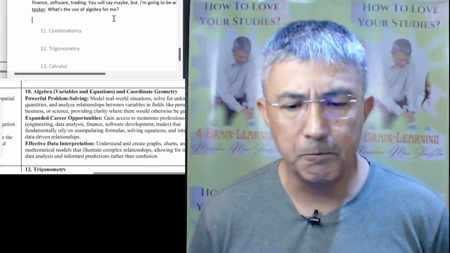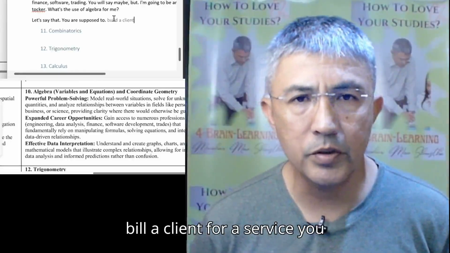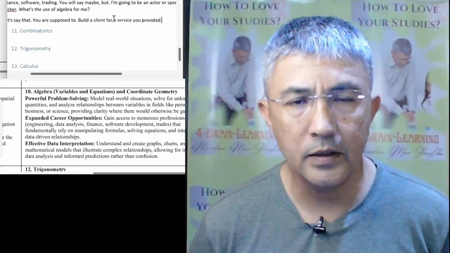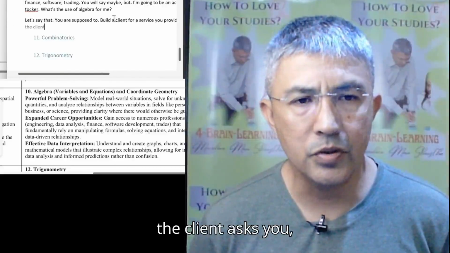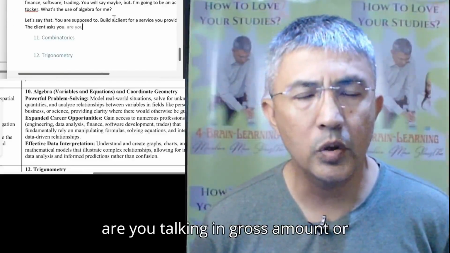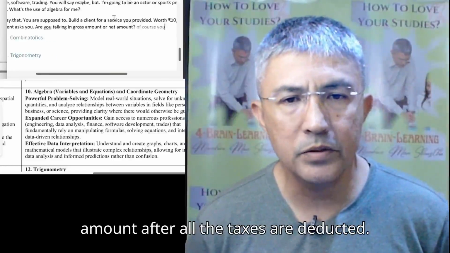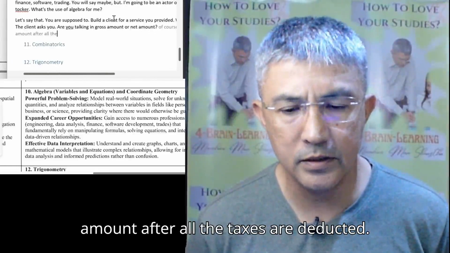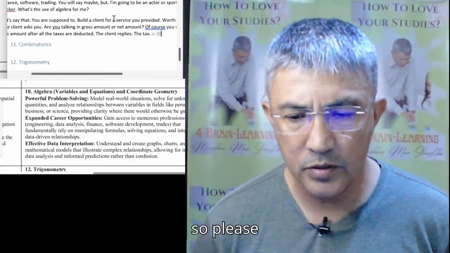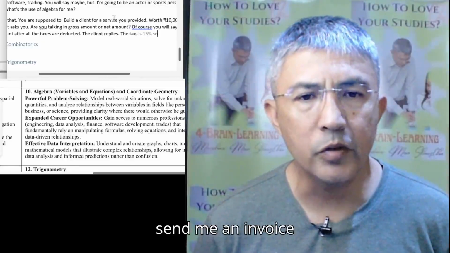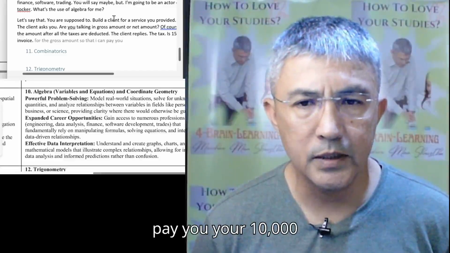Let's say that you are supposed to bill a client for a service you provided worth 10,000 rupees. And then the client asks you, are you talking in gross amount or net amount? Of course, you will say that this is the amount after all the taxes are deducted. The client replies, the tax is 15%, so please send me an invoice for the gross amount so that I can pay you your 10,000 rupees.